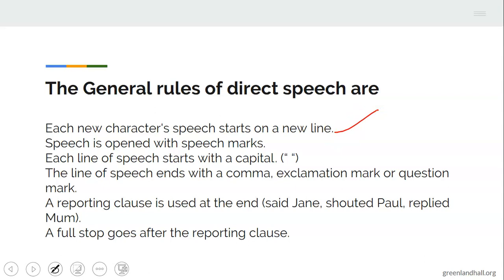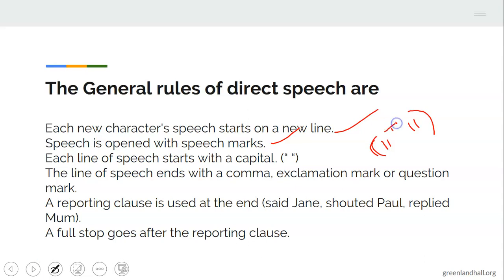Speech is opened with speech marks. What are speech marks? Who can tell me? I'll give you a quick 3 seconds. Can you recall from previous slides? What are speech marks? Oh boy, you didn't get it. Let me bring it back. This. All right. We sometimes call them speech marks or inverted commas. Each line of speech starts with a capital letter. So after you've written this, a capital letter follows.